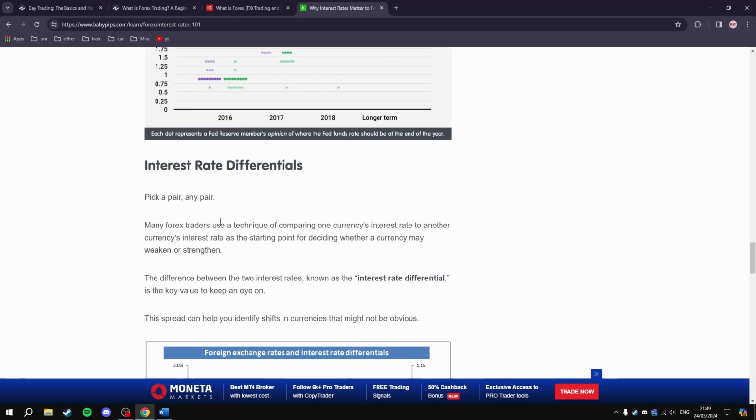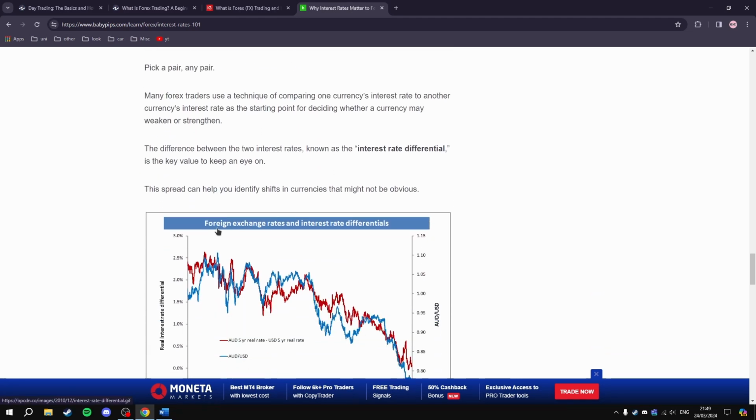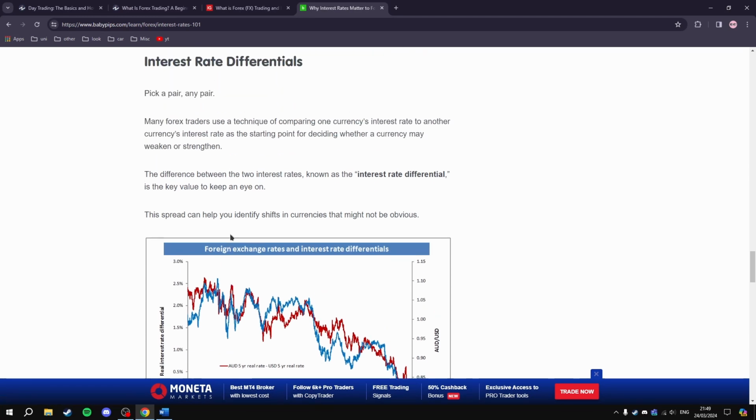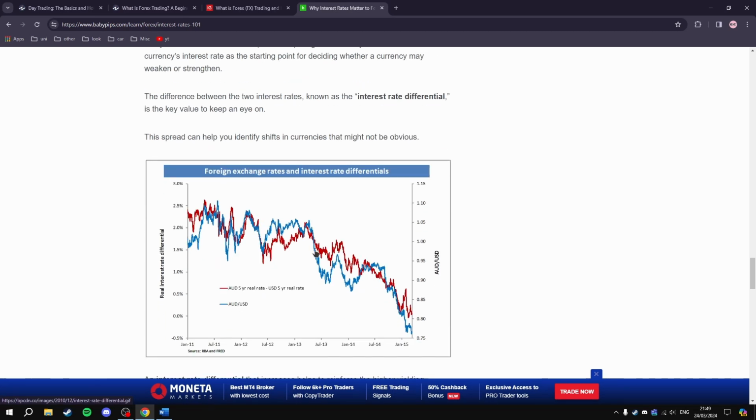Interest rate differentials. So interest rate differential is the difference between one country's interest rate and another. So if you're trading a currency pair, for example AUD USD, then the interest rate differential is AUD minus the USD rate.